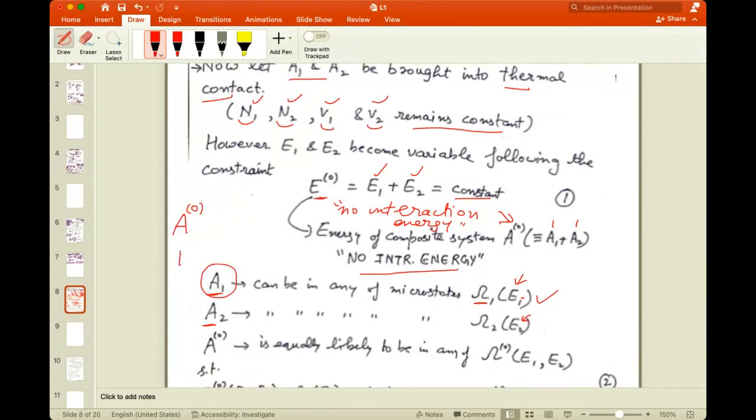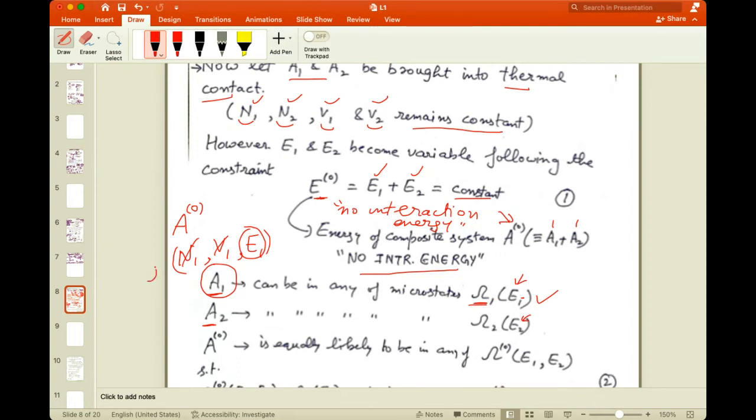For example, if you remember, initially the macro state was like this: N1, V1, E1. So this was the macro state of my system A1 before we brought these two systems into thermal contact. But now these are fixed, so we are not interested in this any more. But this one is going to vary, because we are allowing energy to be exchanged due to this thermal contact, right? So we are only writing a number of microstates accessible.